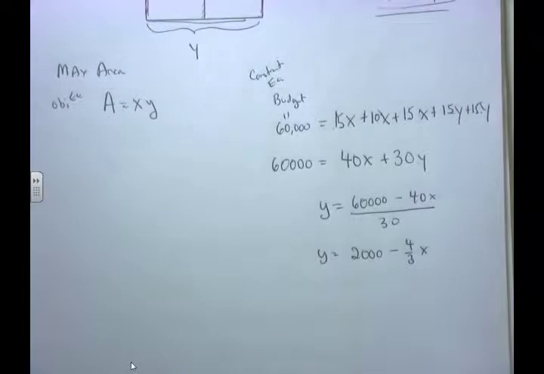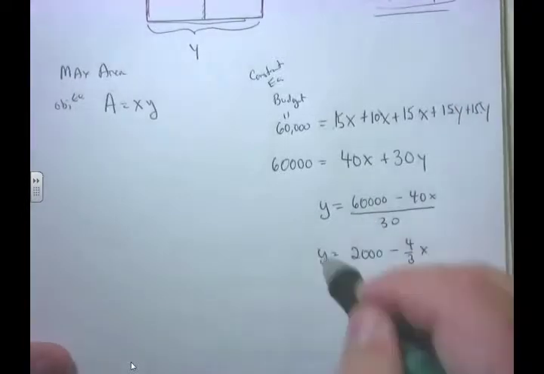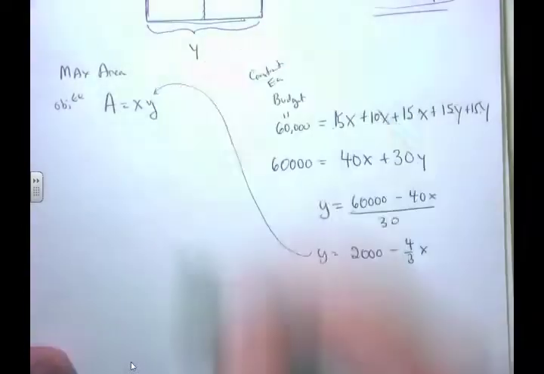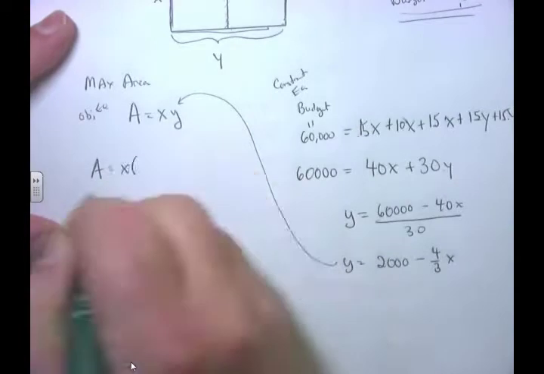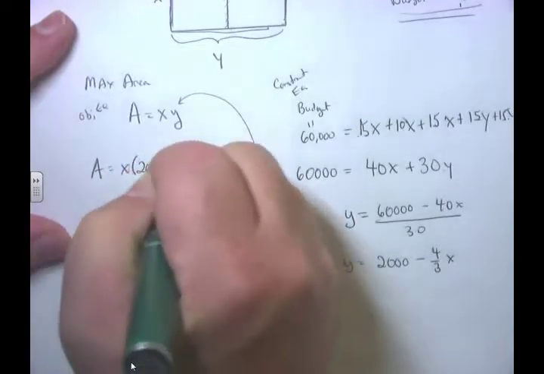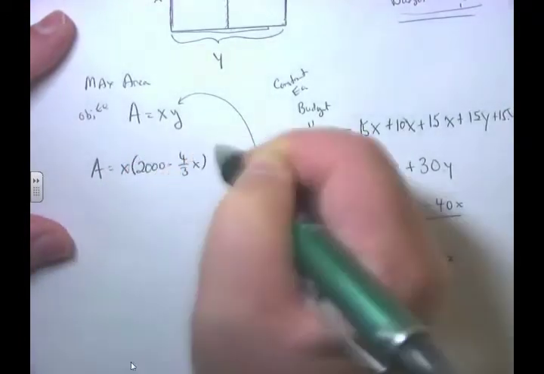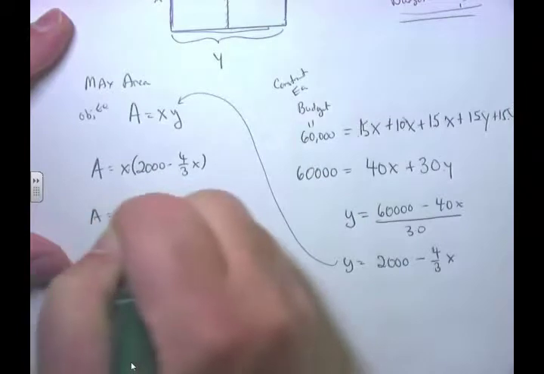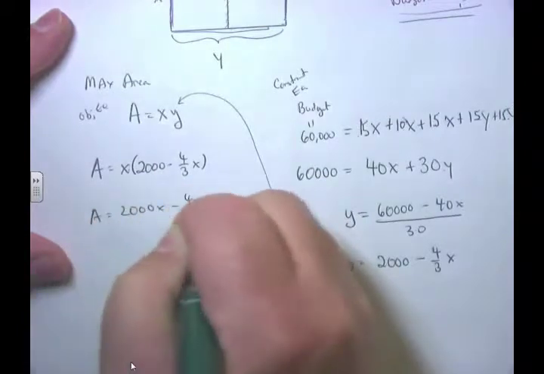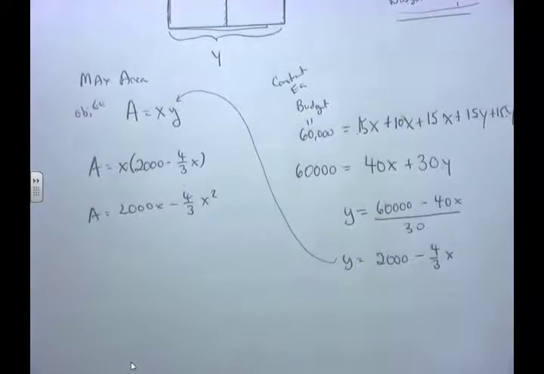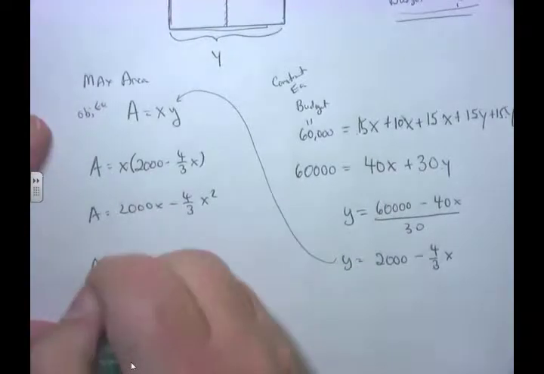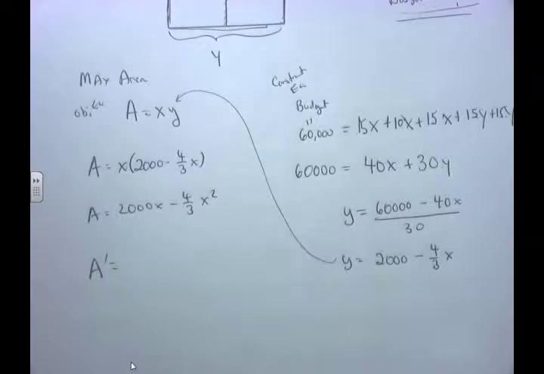It's best to clean up your algebra first before we start doing our calculus. John's fundamental rule of calculus. Does that make sense? All I did was take my 30 and divide each term. I'm going to take this and plug it in for y. This gives me area equals x times 2,000 minus 4/3 x. Clean it up: area equals 2,000x minus 4/3 x squared. Now, there's my objective equation. It's in terms of one variable. How do I optimize? Take the derivative, set it equal to 0, and solve.